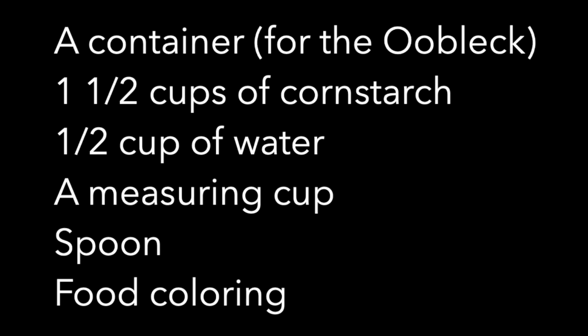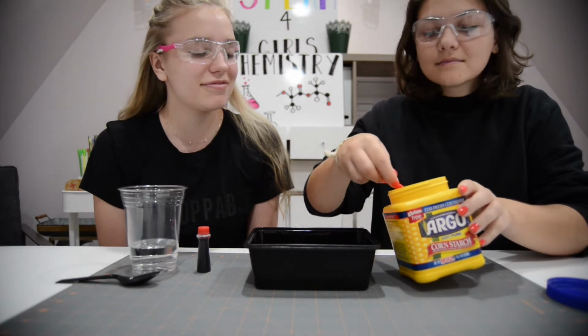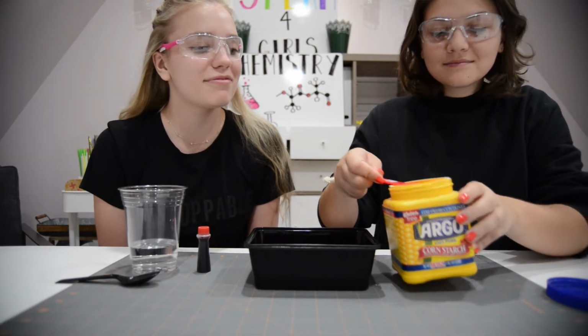For this experiment, you will need a container to mix the oobleck in, cornstarch, water, a measuring cup, something to mix with, and food coloring. In a bowl, pour 1.5 cups of cornstarch and 1/2 cup of water.